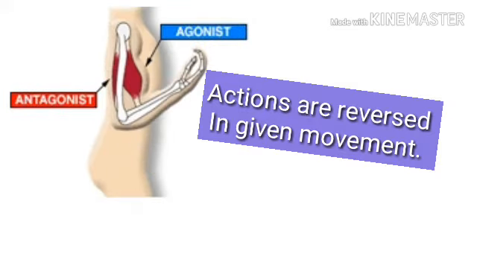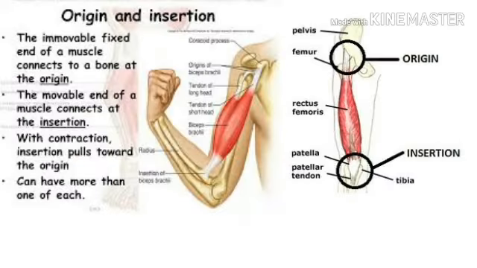In a given movement, the point where the muscle is attached to a stable part of the skeleton is the origin. The point where a muscle is attached to a moving part of the skeleton is the insertion.